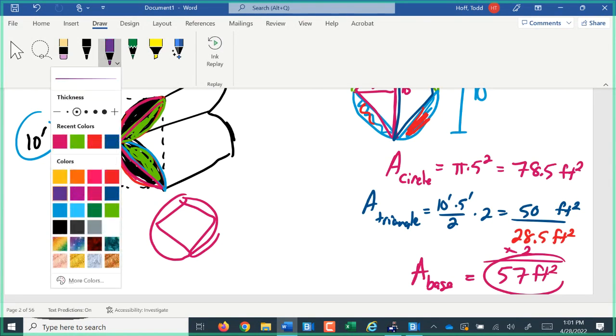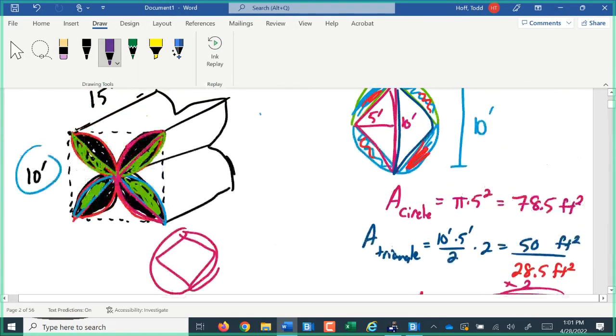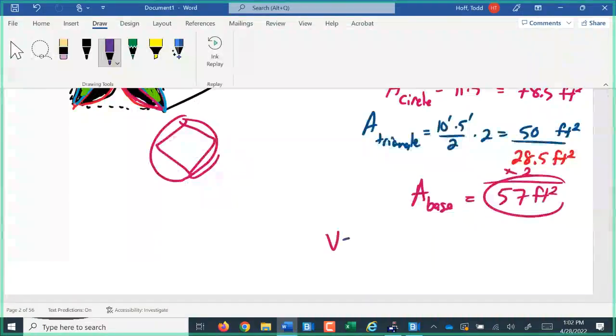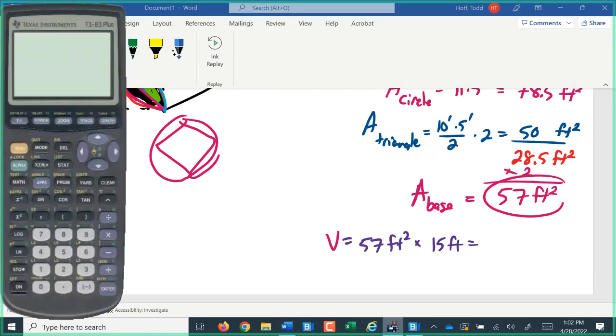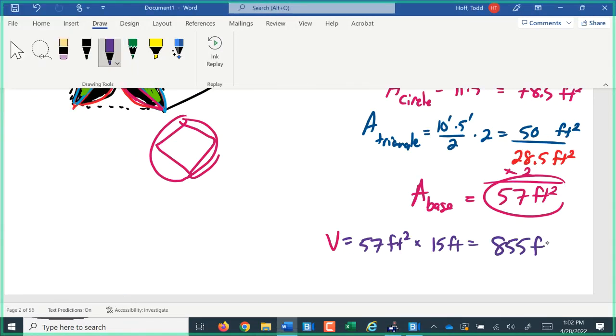That wasn't near as hard as you thought it was going to be, was it? The volume is that area of the base, 57 square feet, times that 15 feet of length. 855 cubic feet of volume.